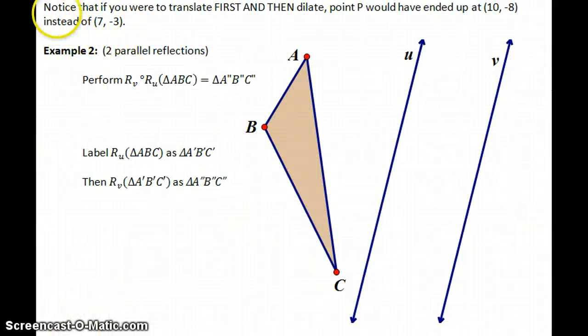And that was one of those times where the order does matter. If you were to translate first and then dilate, notice what would happen to point P. In the end, it would have ended up at (10, -8) rather than (7, -3) where we just had it land.